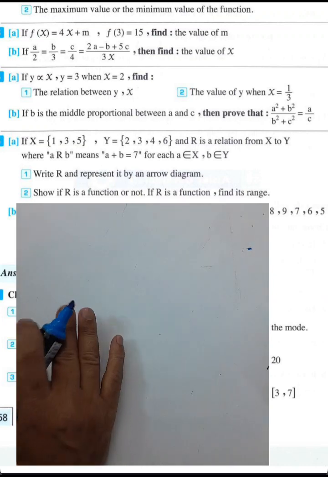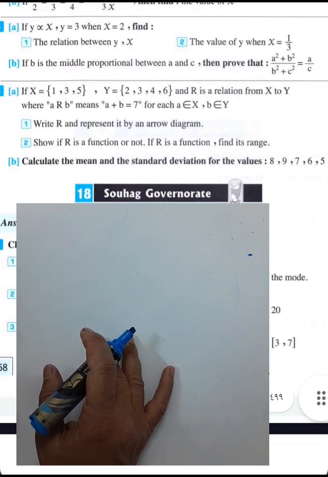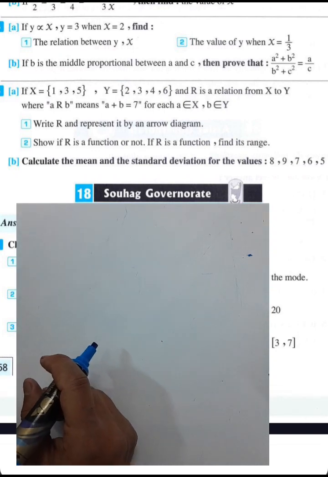And we know the range is 2 and 4 and 6. Okay, you can find it by yourself. Draw the table and solve the mean and standard deviation by the table. Okay.